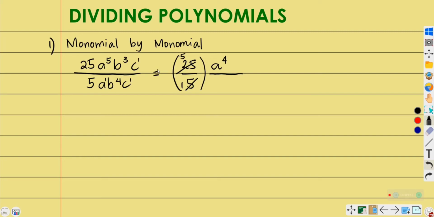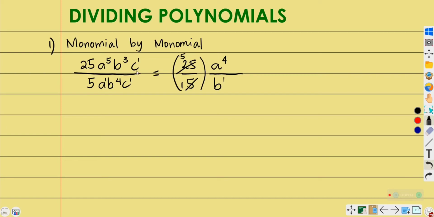And then, yung B, dahil mas mataas po siya sa denominator, yung exponent niya, ilalagay natin sa baba. Okay? And then, subtract natin, 4 minus 3 is 1. Okay? So, mawawala na rin yung B sa numerator. Mapupunta na siya sa baba, and then, ang matitira na lang po sa baba ay B raised to 1. Okay? Kasi kinancel na yung B cube.